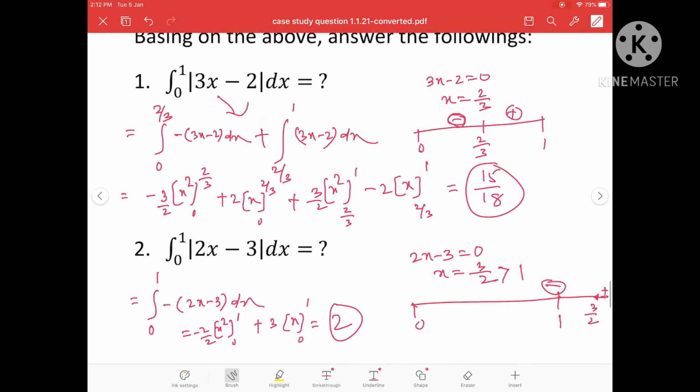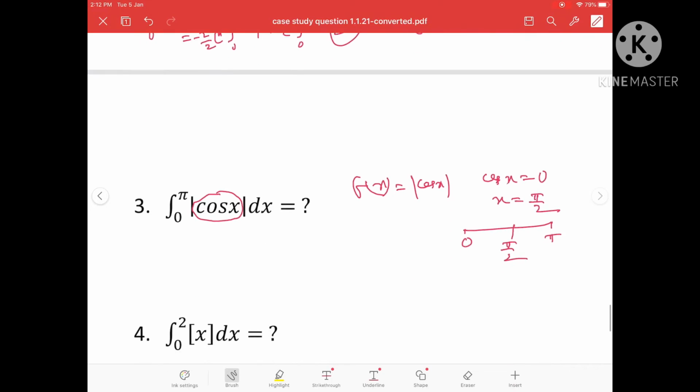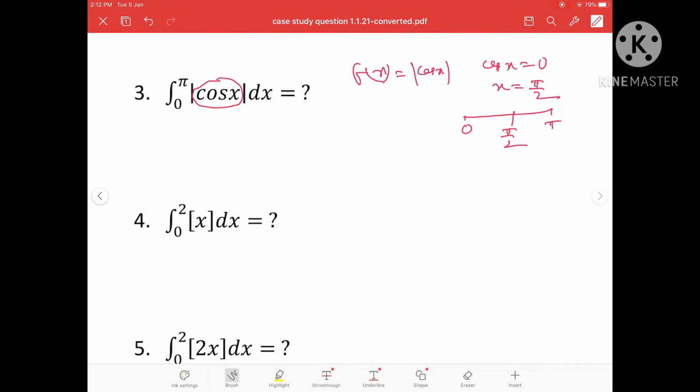Here in algebraic form we used the Wavy curve method, but in trigonometry we cannot use the Wavy curve method. So we have to check interval-wise. 0 to pi by 2 means first quadrant, and in the first quadrant cos is positive. That's why here you will get a positive value. And in pi by 2 to pi, cos x is negative, hence we will get a negative value in the second quadrant. So this integration will be 0 to pi by 2 of cos x dx plus pi by 2 to pi of minus cos x dx. Now we have to simplify this.